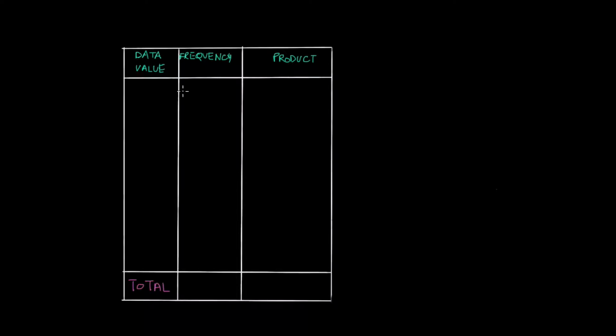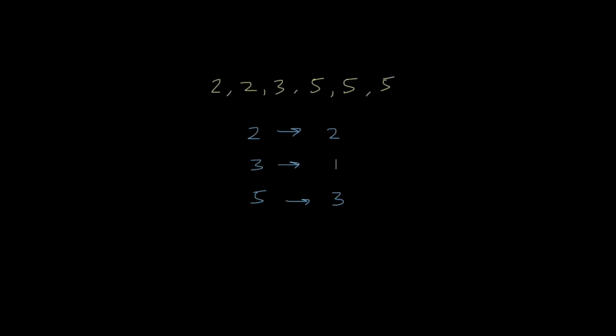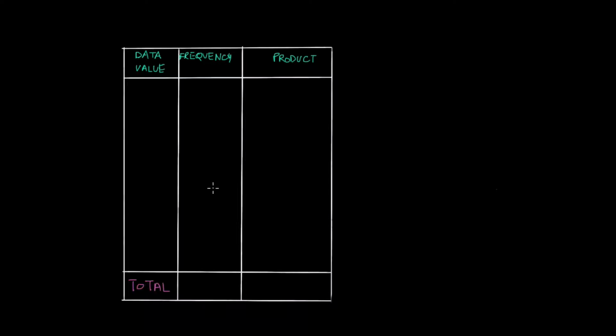Okay, so I have a table drawn up here. So the first column traditionally is for the data value. So that would be the actual value like 2 or 3 or 5. Then we have a value for the frequency. And then we have a value for the product. So I'll explain what these are. The data value is often represented by X. The frequency is denoted by F. And the product is Fx. So let's go ahead and fill in the values.